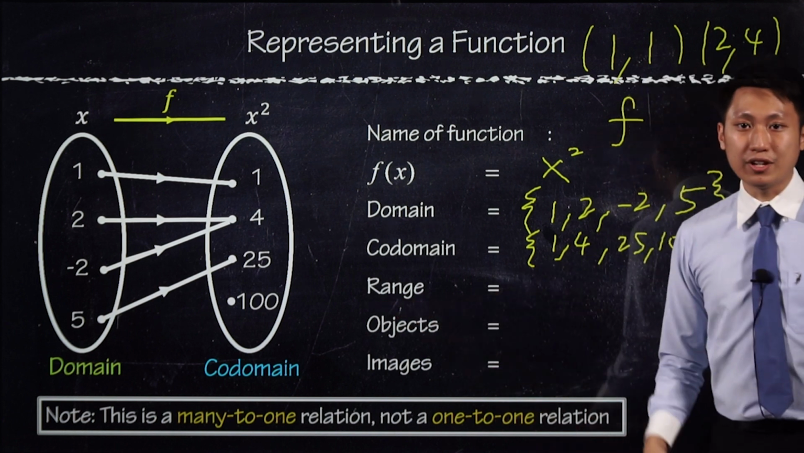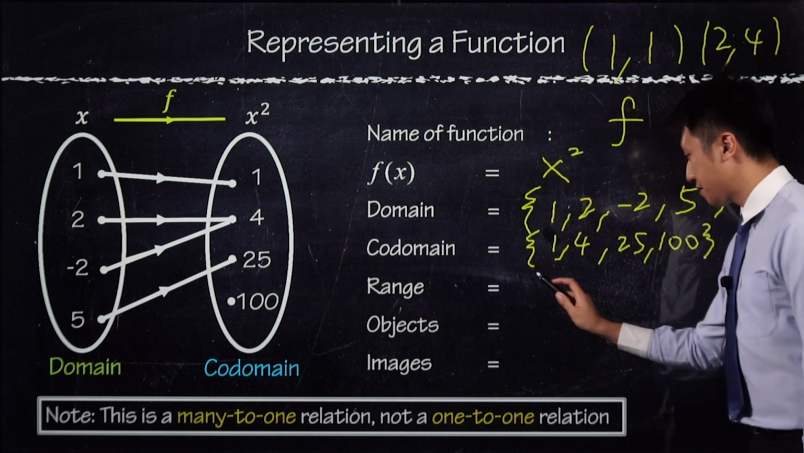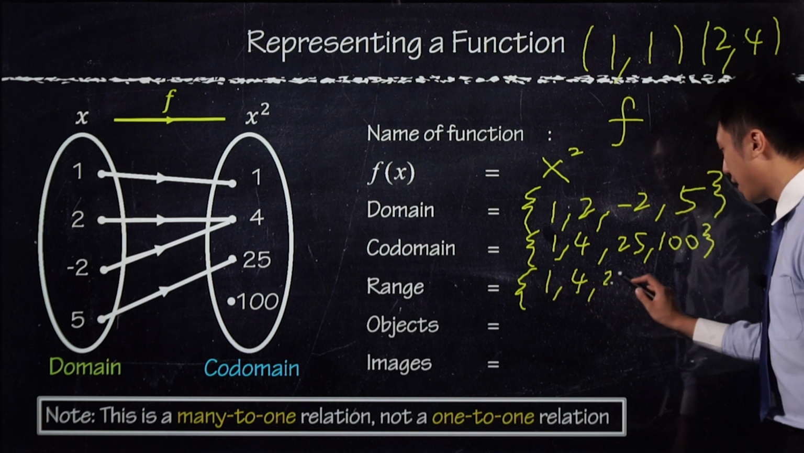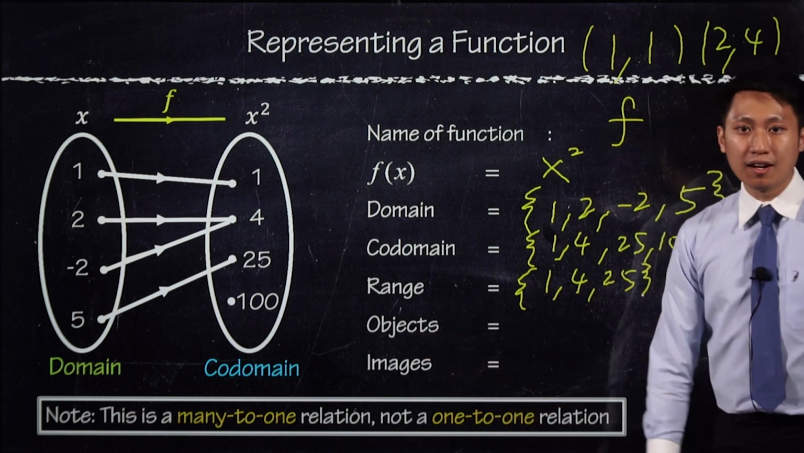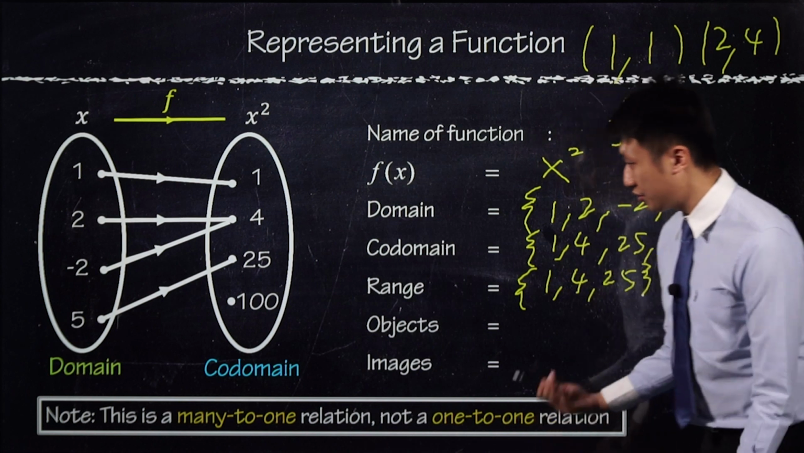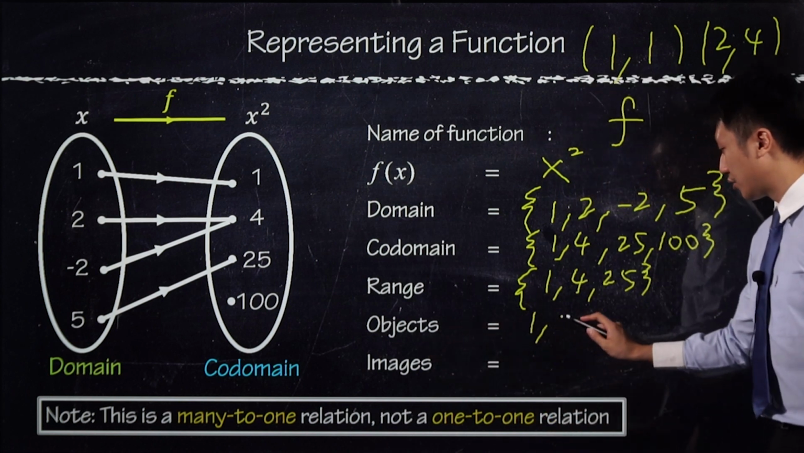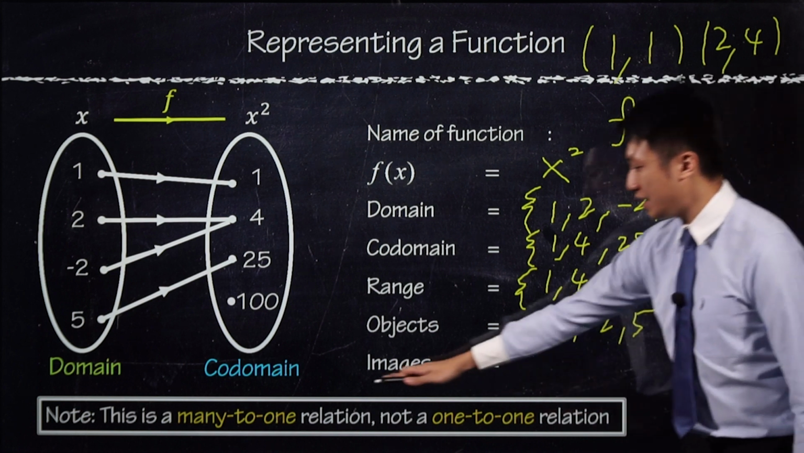What's the range? Range is the thing that's being mapped, and is a set. So it's 1, 4, and 25. The set that contains 1, 4, and 25. What are the objects? Objects are the things on the left hand side. So it's not a set. I'm just asking you for objects. So it's 1, 2, -2, and 5. What are the images?